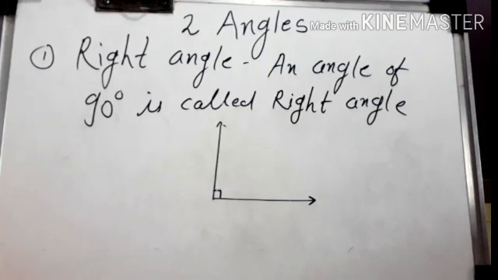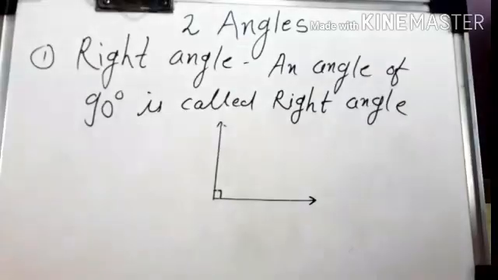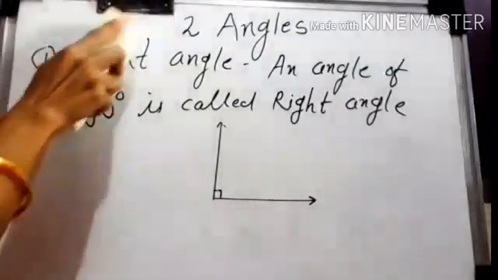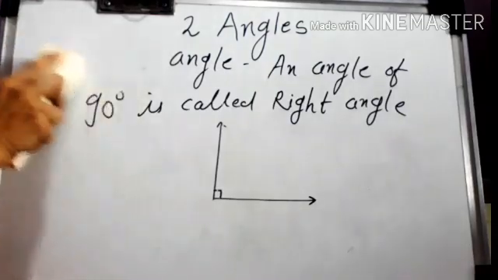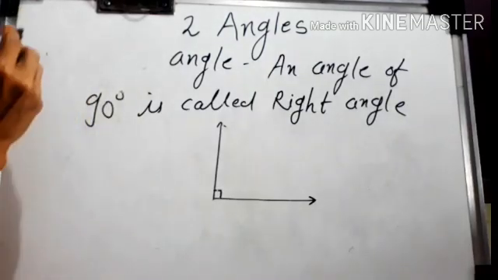Okay. Then our second type is acute angle. Now right angle means what? Angle of measure 90 degree is called right angle. Now see here, our second type now is acute angle.